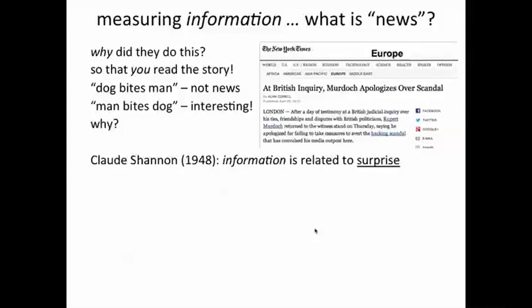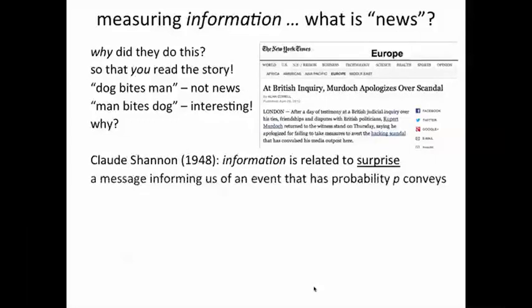As it turns out, Claude Shannon, in his famous 1948 theory about communications, defined the term information formally as being related to surprise. In particular, a message informing us that some event has occurred, an event which normally has probability p of occurring, conveys a precise information content, which Shannon argued was exactly minus log of p.